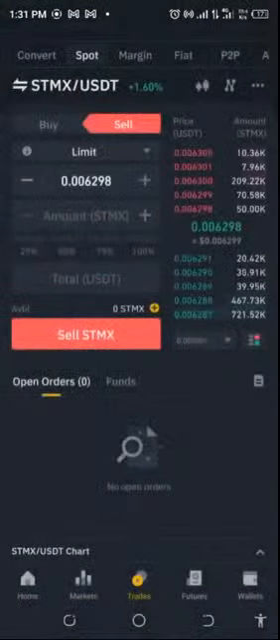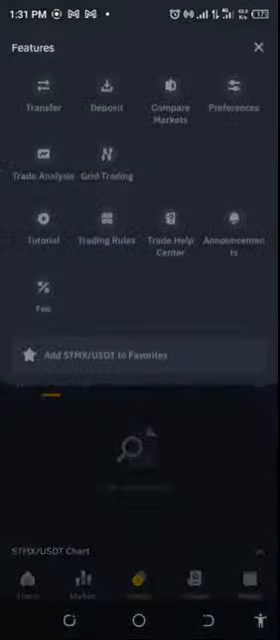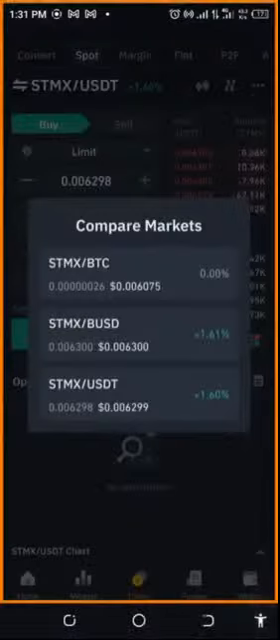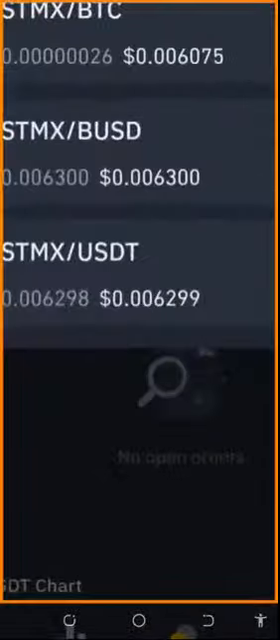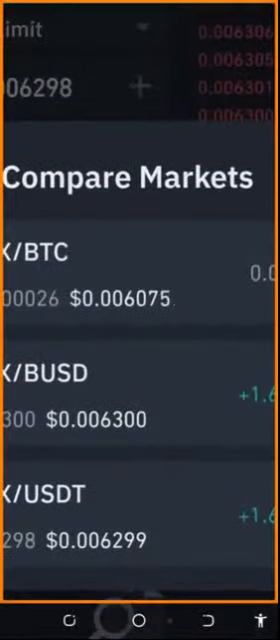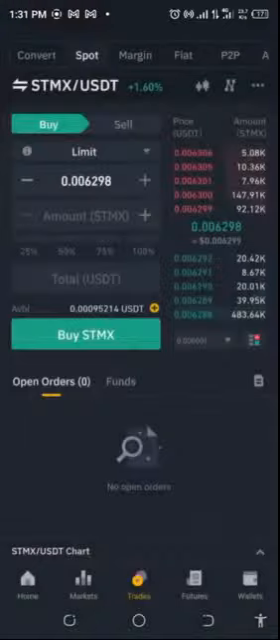Okay, and first of all, like I always say, the first thing you need to do is to check and compare the markets to see what's going on there, see if there's any opportunity whatsoever. Okay, it looks like there's an opportunity here, so I'm just going to try and see whether I can actually buy STMX with my BTC. So let's see the price. It's 0.006074, while on the others you can see the difference there.